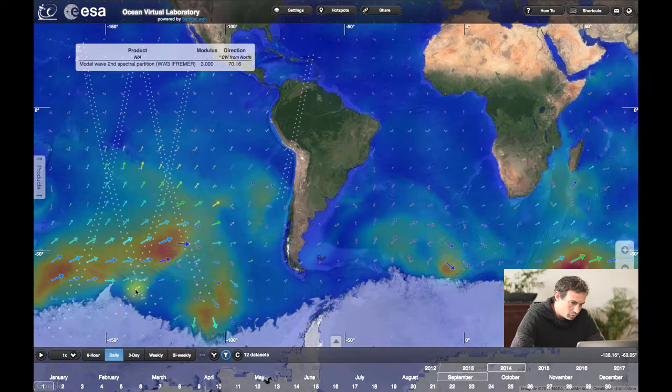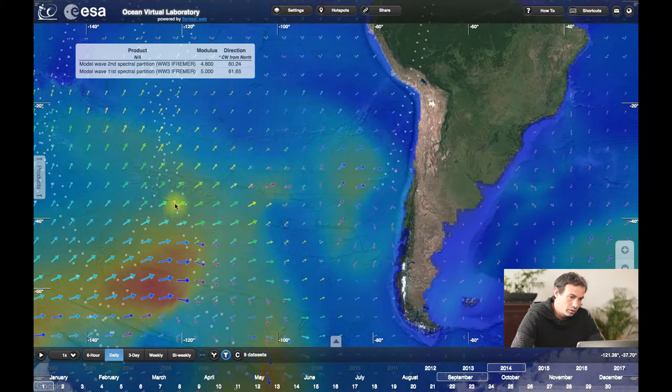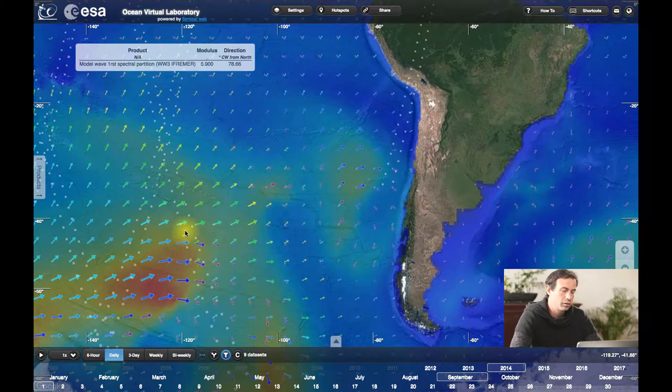And the small white dots that we see are the actual SAR observations in the so-called SAR wave mode, where there is one acquisition every 200 kilometers in a leapfrog mode. That means that there are two tracks separated by about 200 kilometers too. That makes an even sampling as much as possible of the wave field.